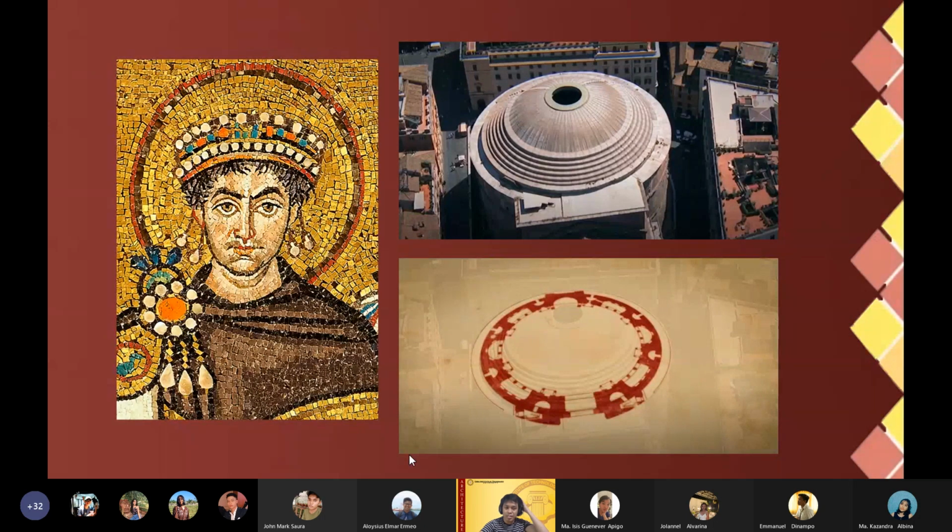So how did it start? Yun sa pag materialize. So if you search Emperor Justinian during the time in internet, walay picture nga makuha during the time niya, no? So mga mosaics na ngayon yung makita sa internet. So he is very inspired sa building sa Rome, which is what we call Pantheon. So grabe gid siya ka-inspired, no?